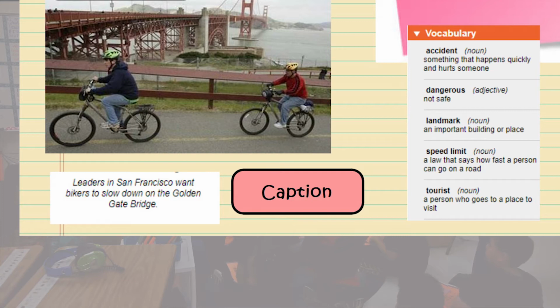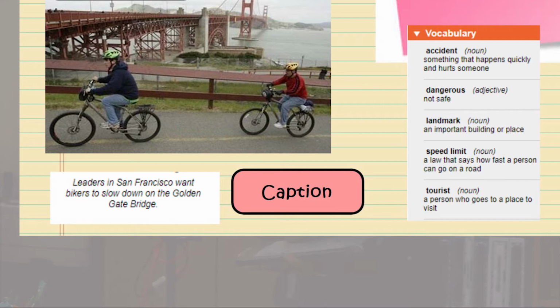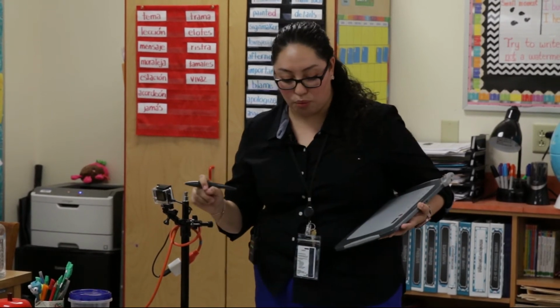Heidi? Leaders in San Francisco want bikers to slow down on the Golden Gate Bridge. Good. Now, I want you to get your pencil and write a prediction. Don't forget, use all your clues. Your title, your photograph, your caption, and of course, try to use some vocabulary words, and let's just stretch what you're thinking the story is going to be about.